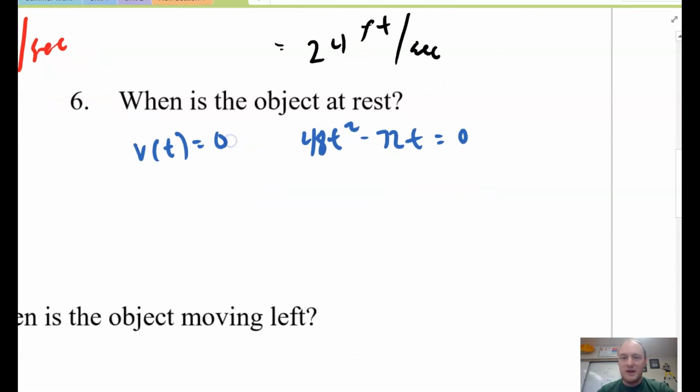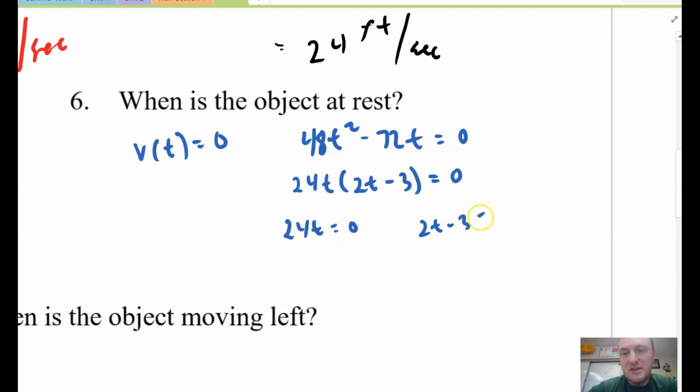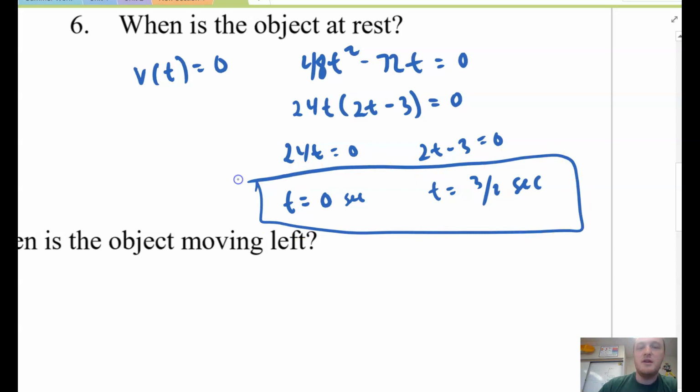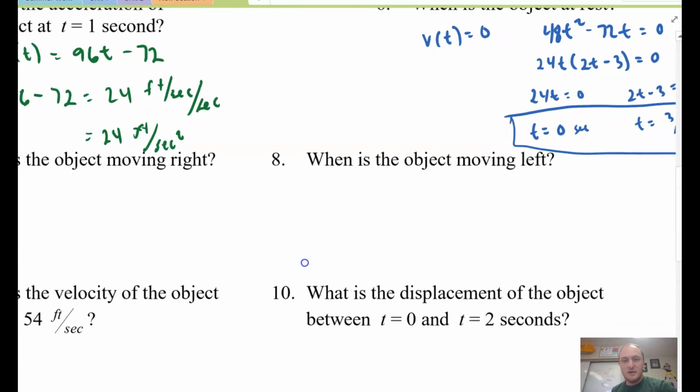Okay, so we can do this without a calculator. All you have to do is factor out a GCF. So I'm going to take out 24t, leaving behind 2t minus 3 equal to 0. And the zero product property tells us 24t is equal to 0, or 2t minus 3 is equal to 0. And we get two answers. We get when t is equal to 0 seconds, and also when t is equal to 3/2 seconds, or a second and a half. Okay, so that's when our object is at rest, when the velocity is 0.